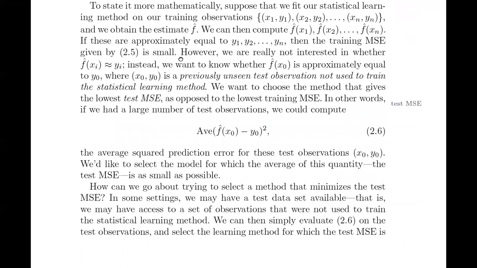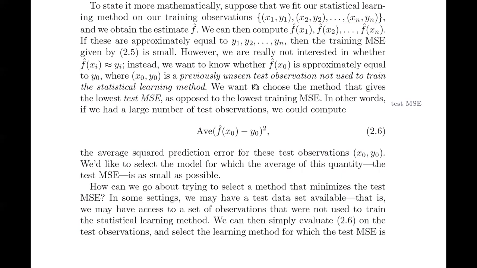To state it more mathematically, suppose that we fit our statistical learning method on our training observations. And our training observations are, this is the full data set. Think of a database, think of 10,000 rows of patient records, one line for every data subject, for every patient. And each pair over here represents one line, one record, one observation. And we obtain the estimate f hat. Okay, so now you have your f hat. Now you have your formula.